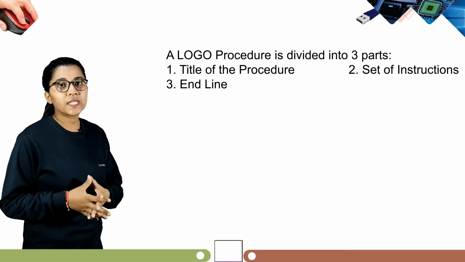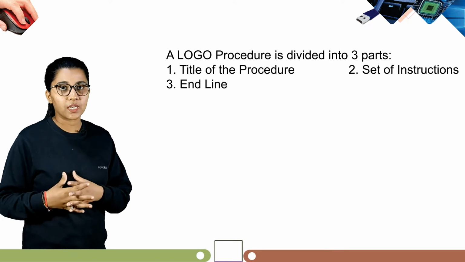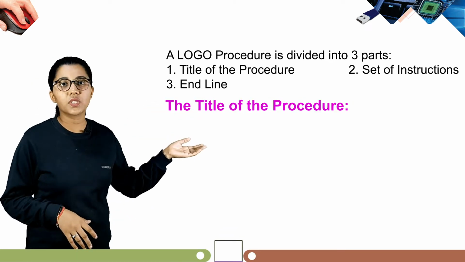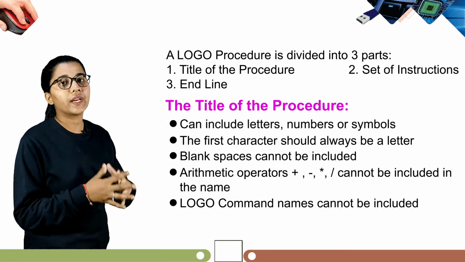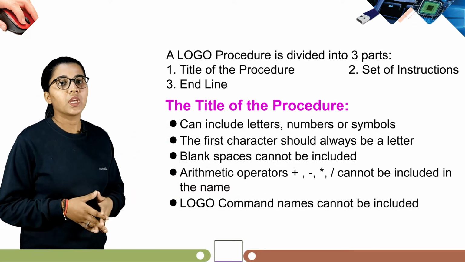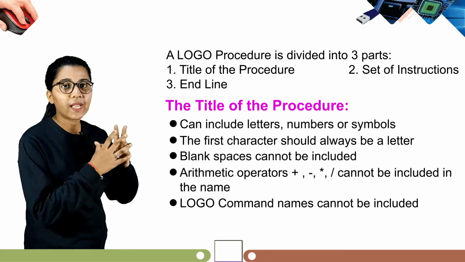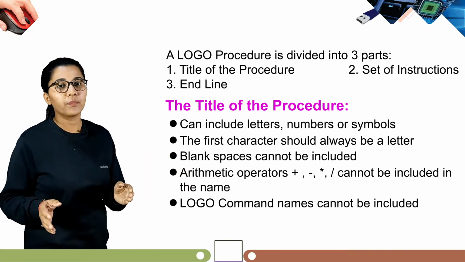So now students, let's learn about these procedures in detail. Our first procedure is the title of the procedure. This procedure can include letters, numbers or symbols. The first character should always be a letter. Blank space cannot be included.